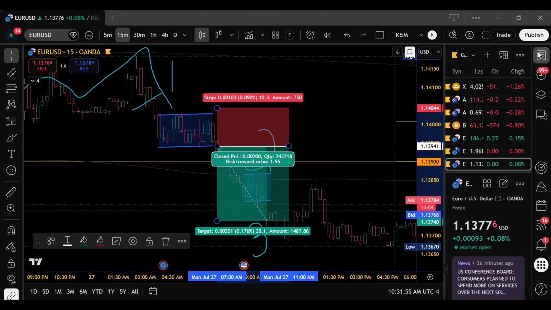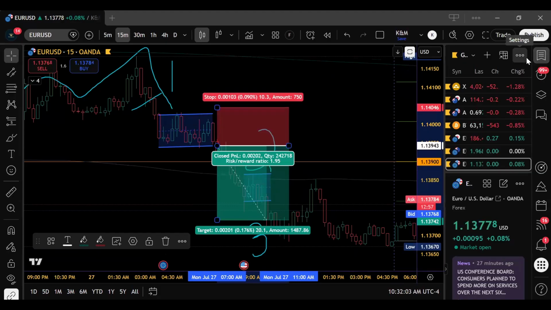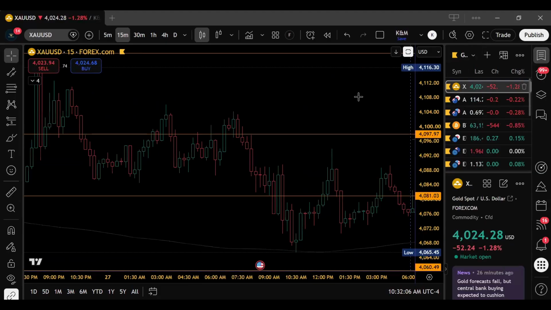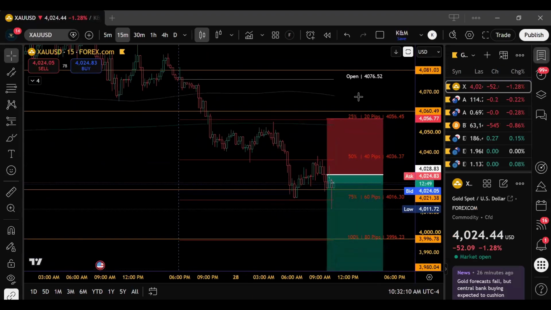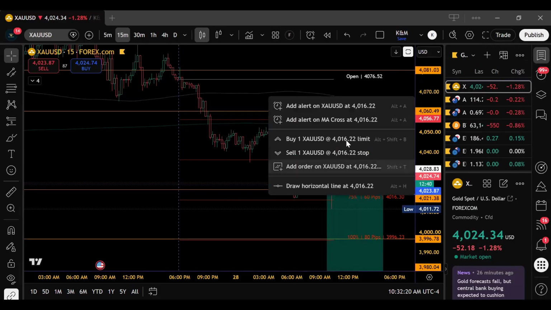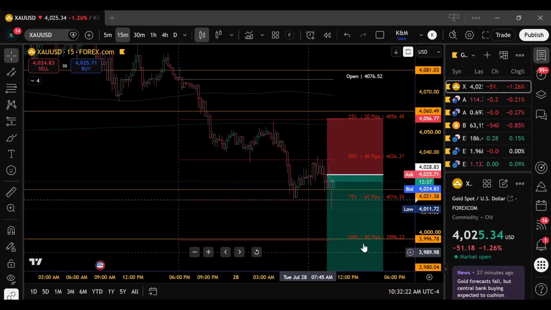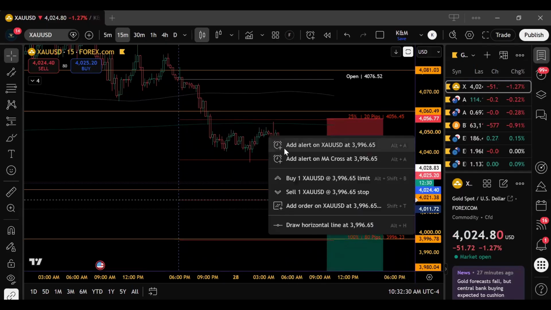Let me run back to gold right quick. Yeah, and it actually hit it. This was our first target. That is my fault. Don't forget to set your alerts. Because it actually hit the first target already. Somebody might be paying attention to that.